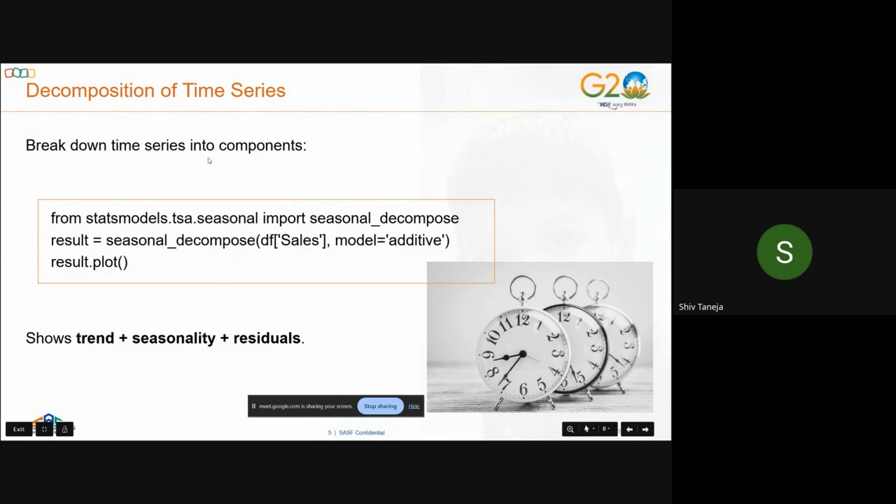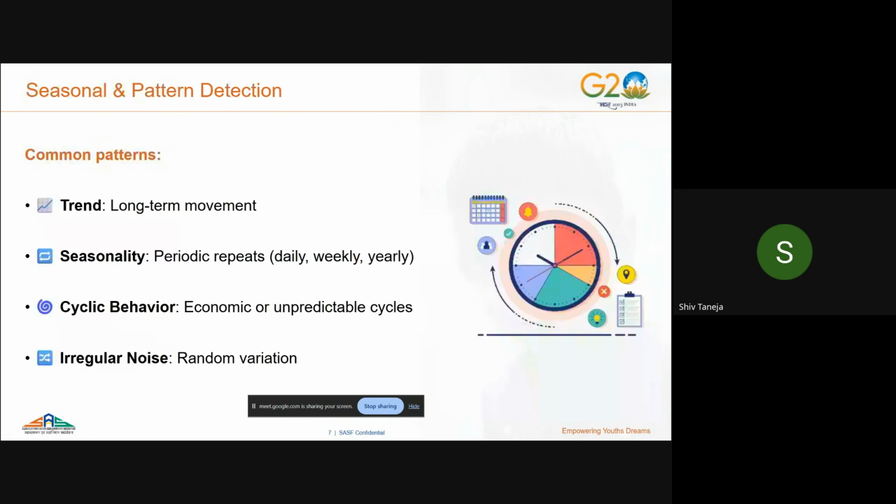So now we will break down time series into components. What are these components? For example, as you can see on the code, we'll be using a library called statsmodels, and we will be breaking the time series data down using seasonal decompose. Like we learned about seasonality and the second point, periodic repeats.